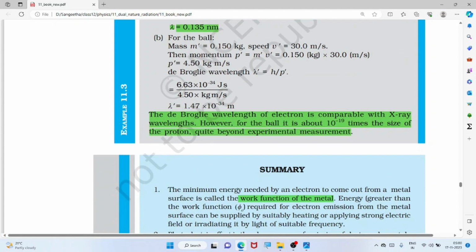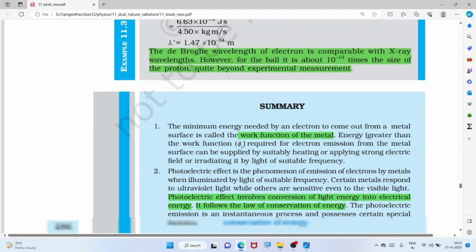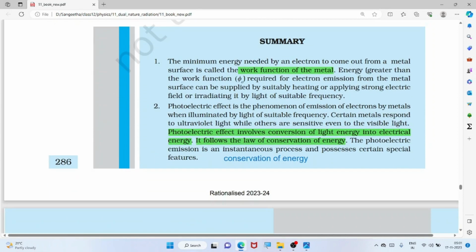So the de Broglie wavelength of the electron is comparable with the size of electrons. However, when mass is more, the wavelength is very less, quite beyond the experimental measurement. So we cannot measure it in the experiments. That is so small a wavelength.